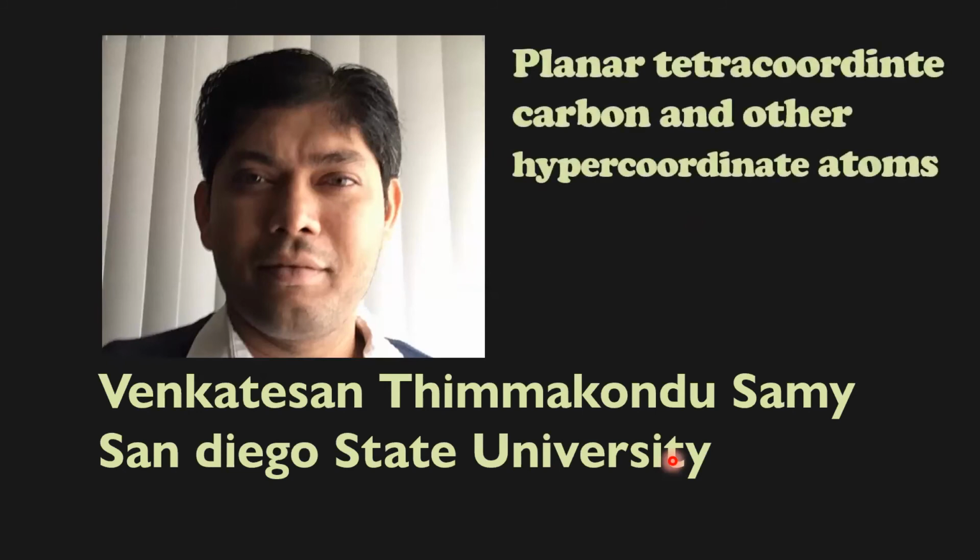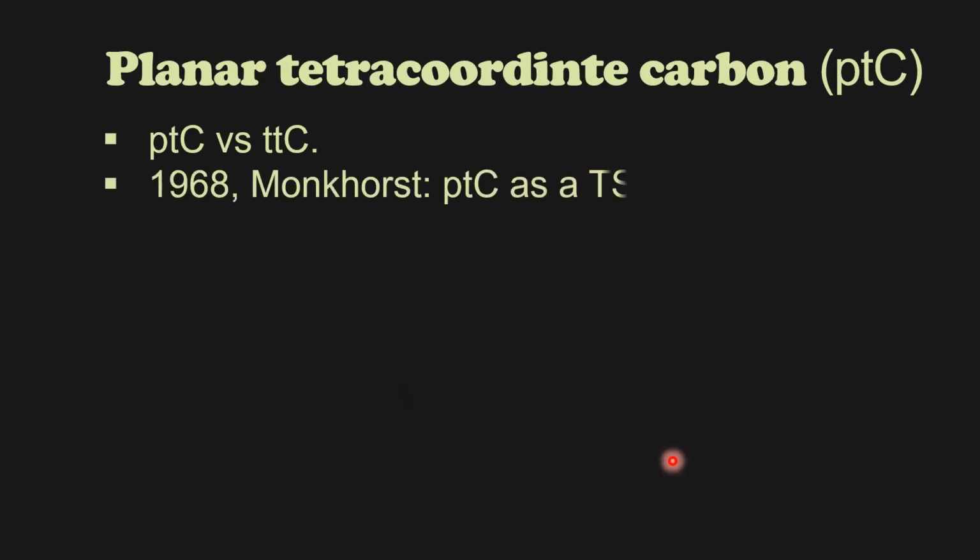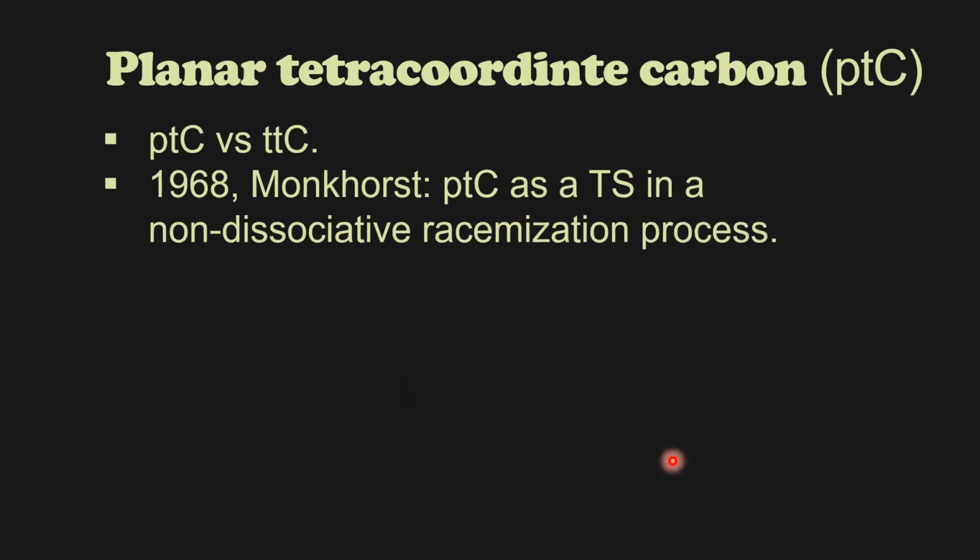So he's interested in planar tetra coordinate carbon and other hyper coordinate atoms, carbons or other elements. This is interesting for several chemists, because usually we know about the tetra coordinate, tetrahedral carbon. That's what we know from all our textbooks. But planar tetra coordinate carbon is not common. So there was a proposal for that starting from 1968.